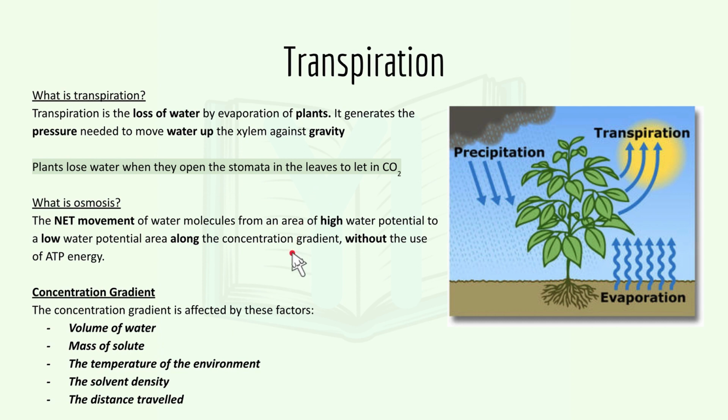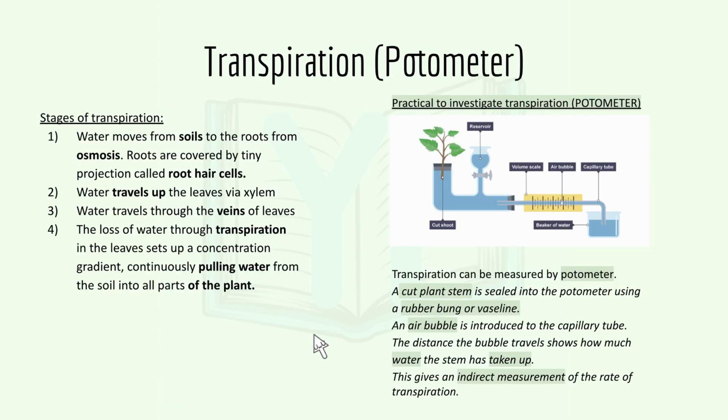It's the net movement of water molecules from an area of high water potential to a low water potential area along the concentration gradient without the use of ATP energy. And the concentration gradient is affected by these factors, which include volume of water, mass of solute, the temperature of the environment, the solvent density, and the distance traveled. And then we have the potometer for transpiration.